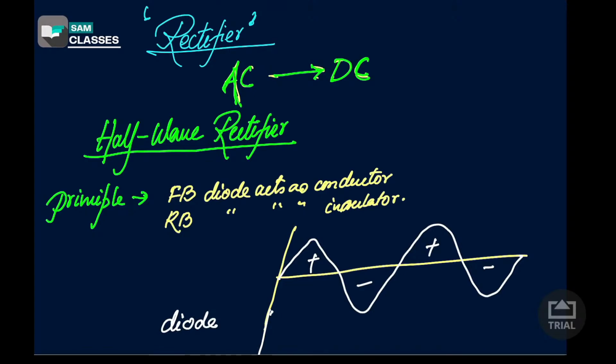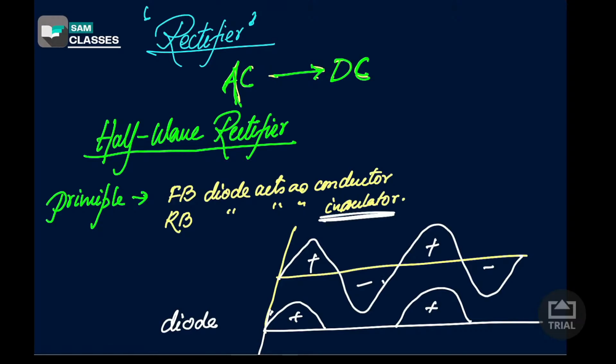Only in the positive half cycle, where it is positive, it will allow the current to pass. Negative half, it won't allow. Again positive, it will allow. Negative half, it won't allow. Clear? Because when it is negative half, it acts as reverse biased, and in reverse bias conduction it acts as an insulator, so it won't allow the current to pass. So only half of the cycles we get.